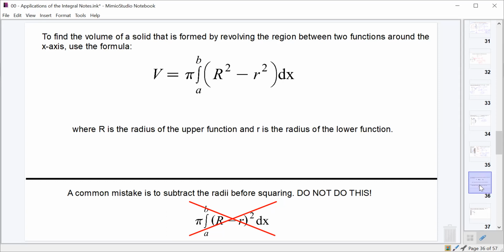But a very common mistake that I see students make all the time is that they'll do big R minus little r and then square it, rather than squaring each radius first. So just be aware that this is not the right thing to do. Don't do this. It's a very common mistake that people make, but it is not correct. So make sure you don't do it.